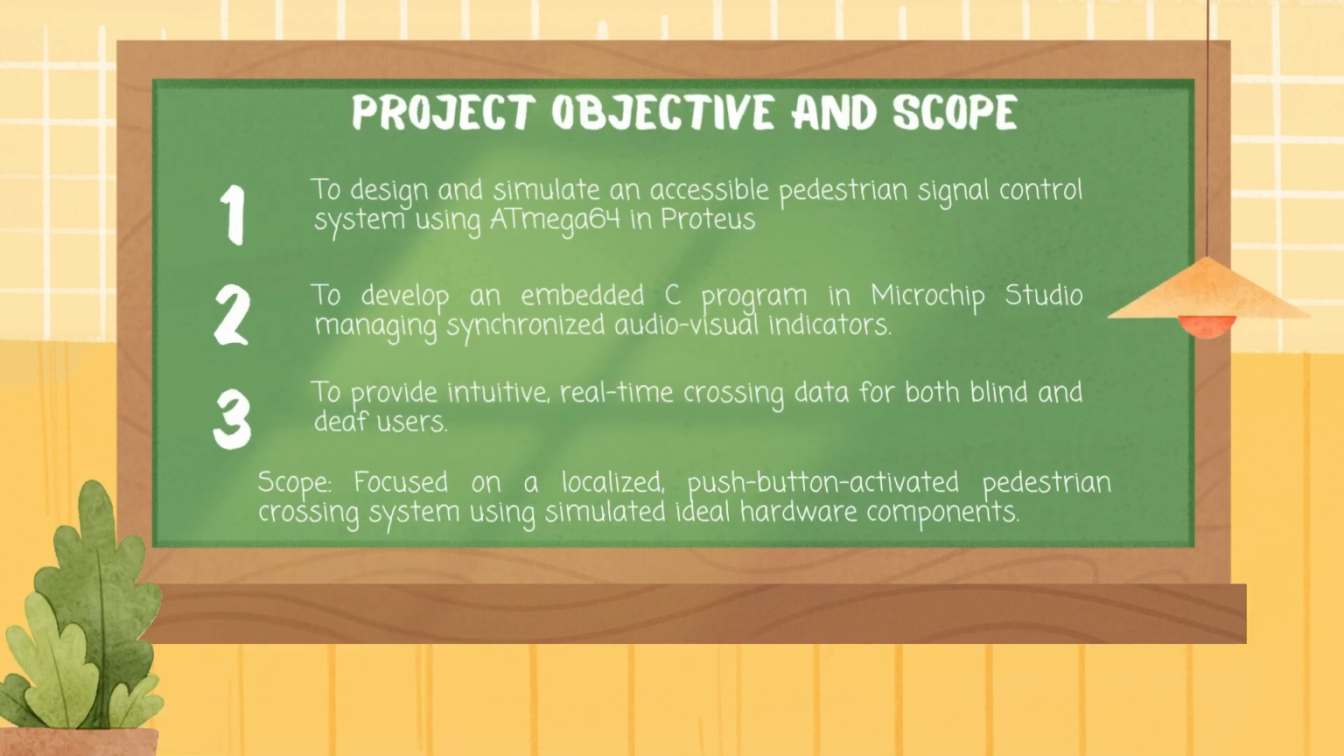There are three main objectives of our project. First, to design and simulate an accessible pedestrian signal system using the ATMEGA64 in Proteus. Second, to develop the embedded C program using Microchip Studio. Third, to provide real-time visual and audio information for pedestrians. The scope of our project focuses on a push-button pedestrian crossing using simulated hardware components in Proteus.